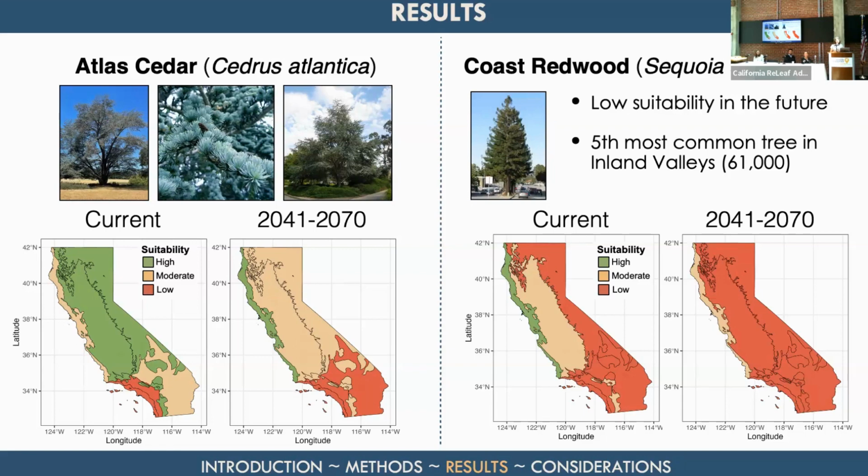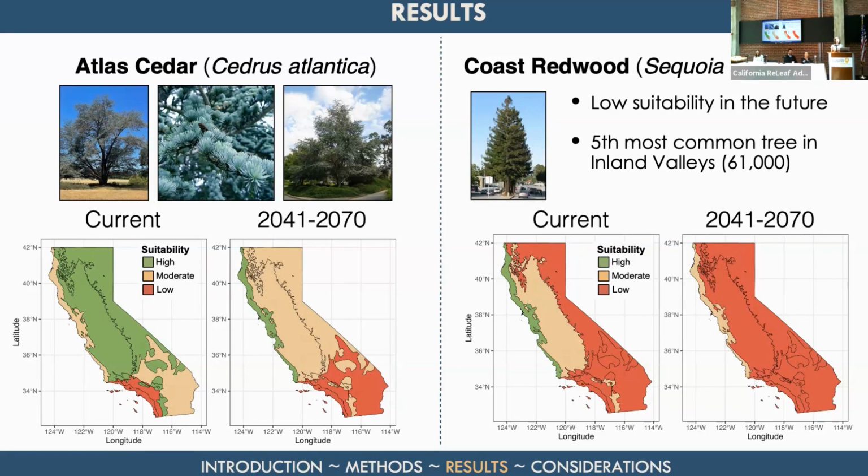The climate is very similar across that climate zone, and it's moderately similar in the inland valleys, especially probably in the northern inland valleys. But if we project that into the future, we see that the inland valleys become low suitability habitat for the coast redwood. And we know from our inventory data that this is actually the 5th most common tree planted in the inland valleys. There's over 61,000 of them in our database right now. So all of those trees are potentially at risk as the climate changes.